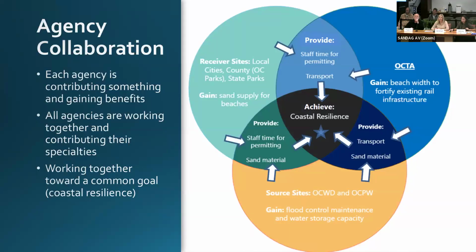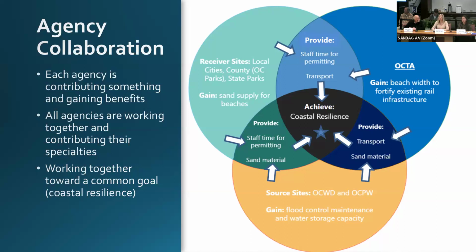And this is my last plug here for agency collaboration. This is my Venn diagram. I call it the Blue Star Coastal Resilience Moment, where the different agencies are coming together. Everyone is lending their own specialty in the process. We have source sites, the water districts, for example, Orange County Public Works, who all have these different source sites available to them, Prado Dam, Santa Ana River, etc. We have receiver sites such as us here at Orange County, the County of Orange, OC Parks, state parks that all manage the beaches in our South Orange County region.